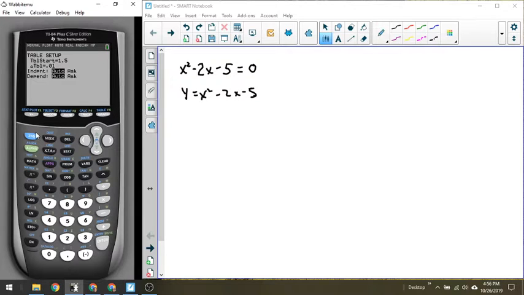And when I do that, my table says... what's not right here? 1.6. Oh, negative. It needed to be negative. Go back and hit table set and make it negative. I overwrote it. Negative 1.5. Do the table. I don't want to graph it.